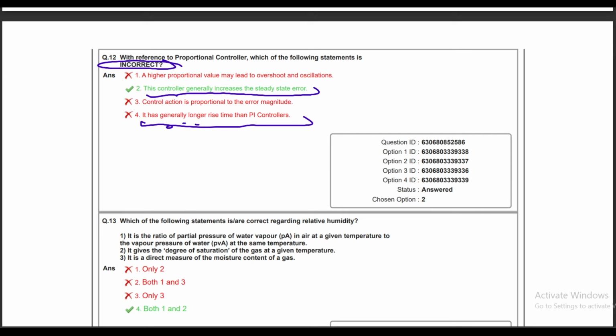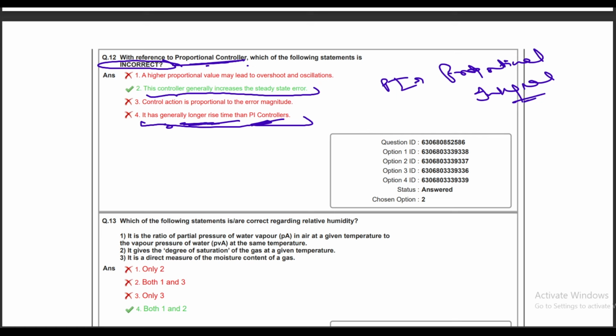We have to mention the incorrect statement. They are providing that proportional controllers have generally longer rise time. This is wrong. This is the incorrect statement because proportional controllers have a shorter rise time compared to proportional integral, that is PI controllers. In comparison to proportional integral, proportional controllers have a shorter rise time.